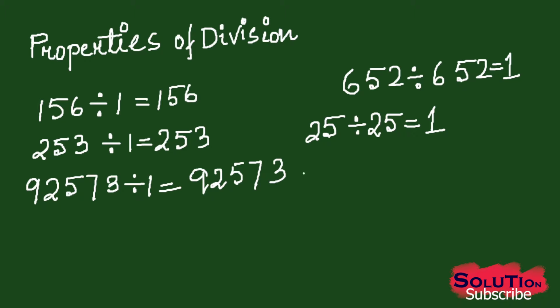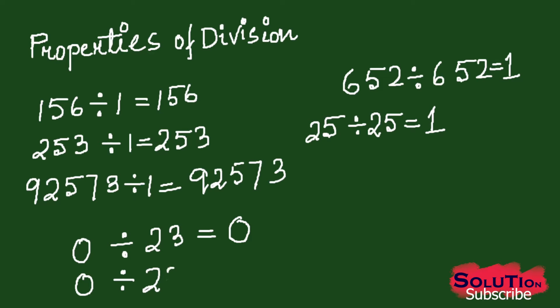Another property is, if I divide 0 by any number, then the answer will be 0. So if I divide 0 by any number, it can be as big as you can imagine or you can write, the answer will be 0.